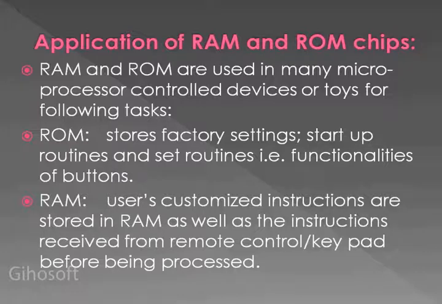Whereas RAM includes the user's customized instructions, as well as the instruction received from remote control or keypad before being processed. Whereas the work of the processor is to act upon the instruction and perform whatever task the user has customized, or the user has asked it to do. Like for example, the user sets a microwave to 2 minutes time, then the processor's task would be to keep on running the microwave for 2 minutes, or until the user cancels the time and takes out his dish from the microwave.